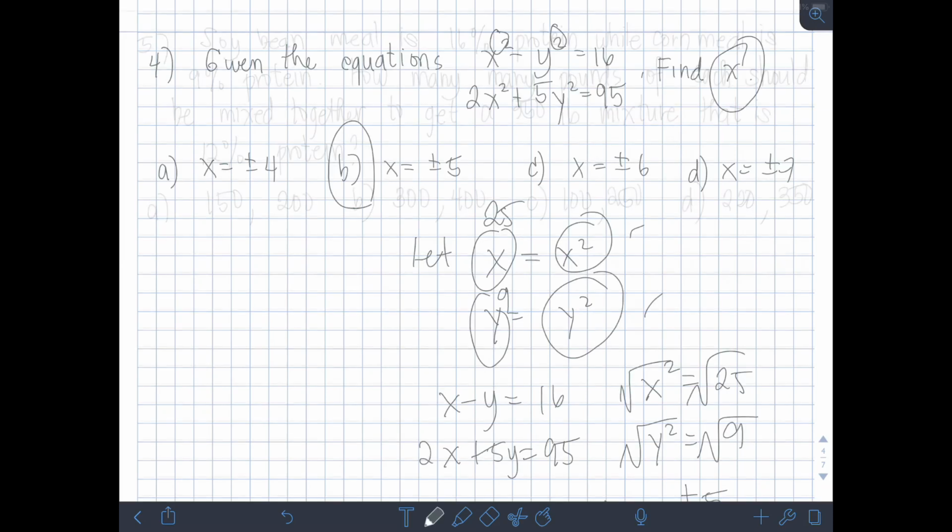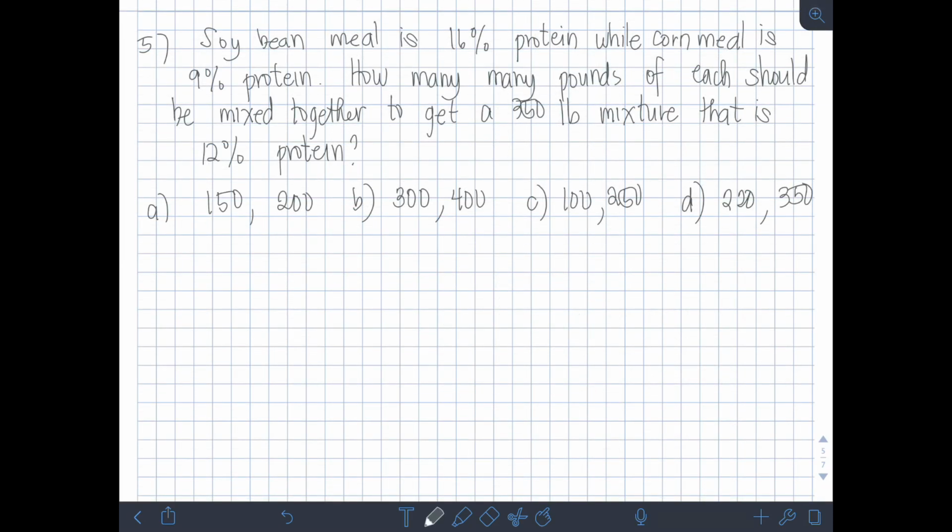Okay? Next we have: soybean meal is 16% protein while corn meal is 9% protein. How many pounds of wheat should be mixed together to get a 350-pound mixture that is 12% protein? Okay, so application ito ng simultaneous equations in two variables. So let x be the amount of soybean, tapos let y be the amount of corn meal.